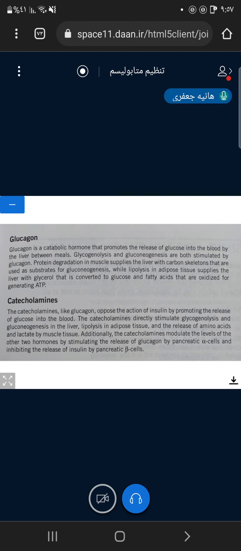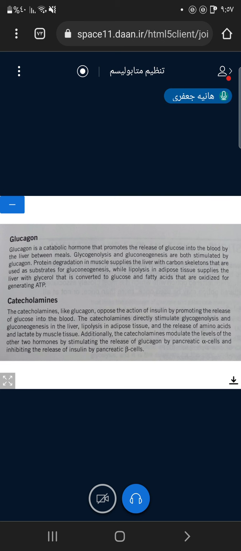قسمت بعدی کاتکولامین‌ها هستن. کاتکولامین‌ها مثل گلوکاگون با تحریک آزادسازی گلوکوز به خون درست مسیر عکس انسولین رو پیش میرن. بعد میتونن به صورت مستقیم هم گلوکونئوژنز و هم گلیکوژنولیز رو تو کبد، هم فرایند لیپولیز رو تو بافت چربی، و آزاد کردن اسیدهای آمینه و لاکتات رو توی ماهیچه‌ها تحریک بکنن. پس میبینید که شاید ما بیشتر به انسولین و گلوکاگون توجه میکنیم، ولی کاتکولامین‌ها در جایگاه خودشون بسیار مهم هستن.